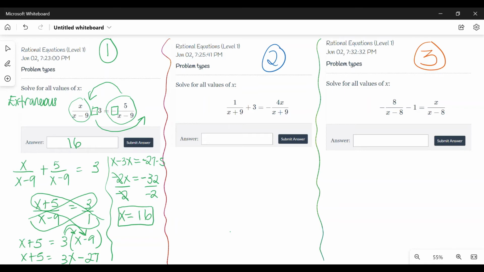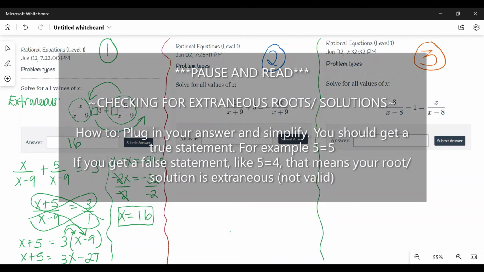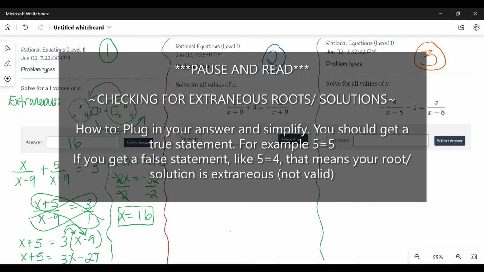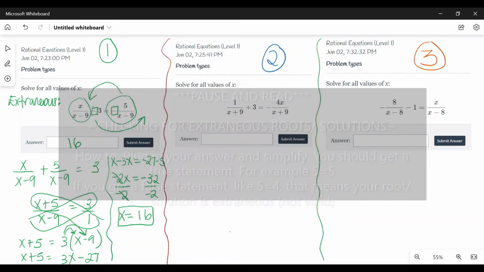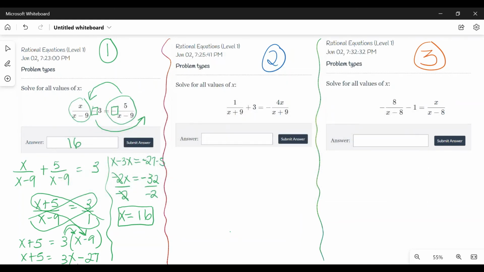The last thing you want to do is to check to make sure your answer is not extraneous, which is just mentally plugging your answer into your equation. Alright, now we're going to look at example number 2, which is similar to the first one, just this time we have different terms. Alright, so again, I'm going to bring my rational terms to one side of the equation.